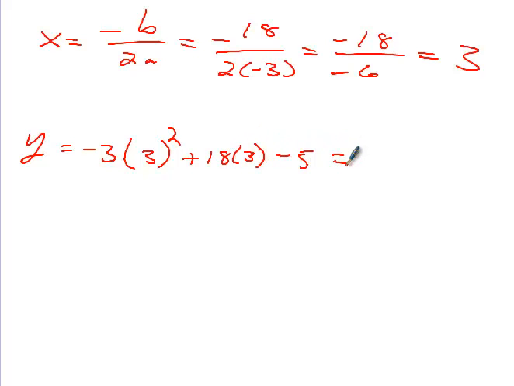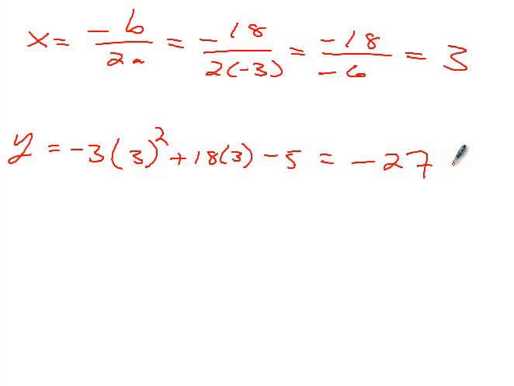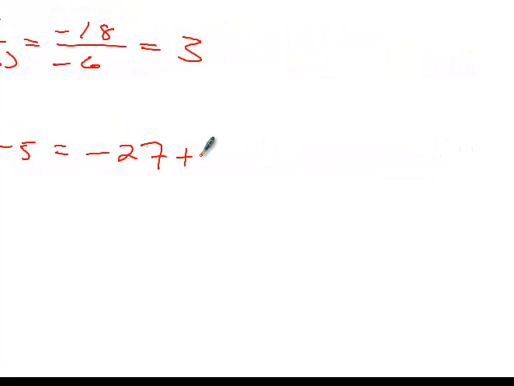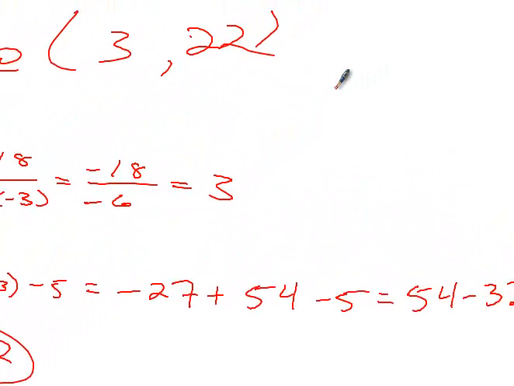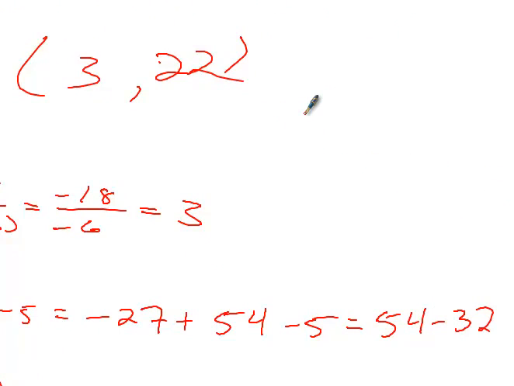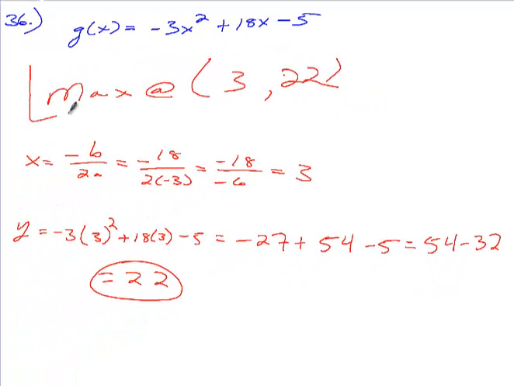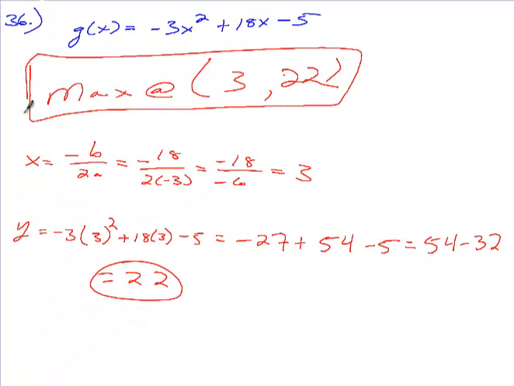Three squared is 9 times -3 is -27. 18 times 3, 8, 16, 24 is 54. And then minus 5. So that's -32. 54 minus 32 is going to be 22. So the y coordinate is 22. And you're done. And this is all they want. Min or max, and then what are the coordinates to the vertex? So once you get that, you're finished.